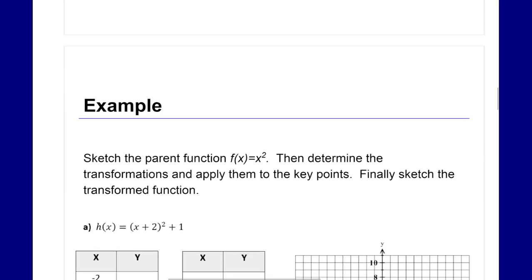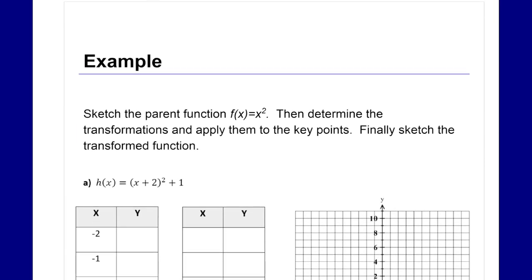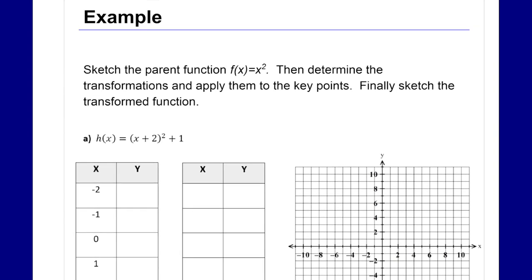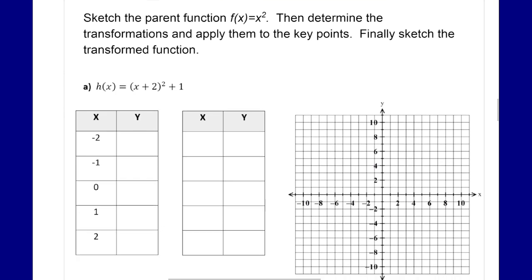So let's take a look. First we want to sketch the parent function f of x equals x squared, then determine the transformations and apply them to the key points. And finally, once we apply those transformations, we're going to sketch the transformed function.